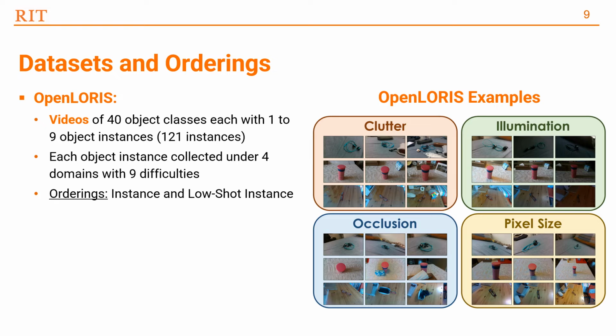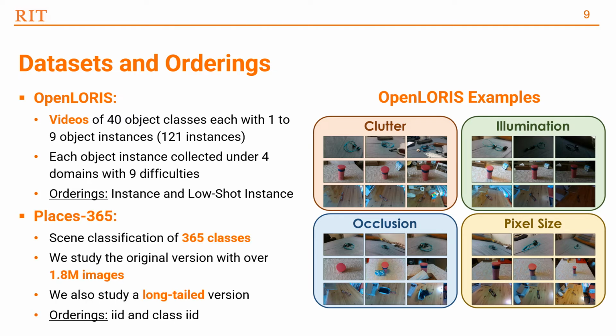To study the robustness of methods to different data orderings, we study an instance and low-shot instance ordering. The instance ordering shows the agent videos of each of the 121 object instances in a random order and evaluates the learner's performance on the full test set. In the low-shot instance setting, the learner only receives a single video of a single object instance from each class in the dataset, and it must generalize to unseen instances and domains in the full test set. This ordering is more difficult than instance, but mimics the real-world scenario where an agent would be subject to out-of-domain generalization. More details about these specific data orderings can be found in our paper.